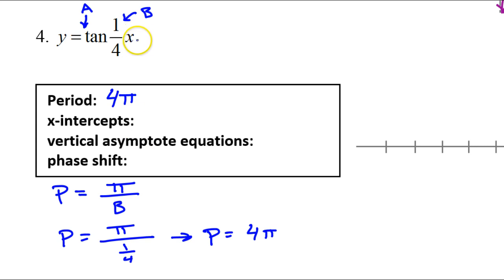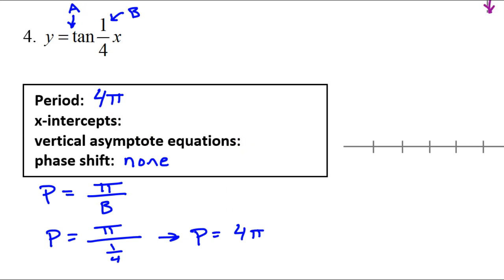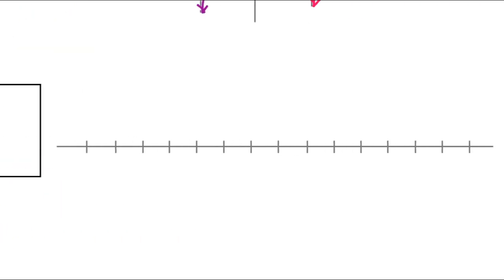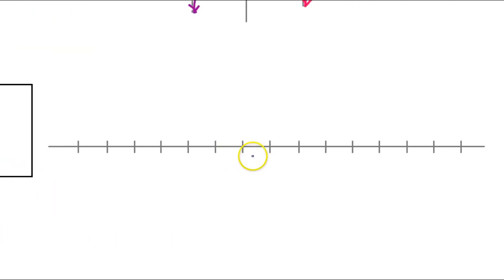Now there is no phase shift because nothing is being added or subtracted inside the parentheses right here. So I'm going to put none for the phase shift, and I will come back and talk about the x-intercepts and vertical asymptotes after I finish graphing. Alright, because there is no phase shift, then I can know that the tangent function will start at 0. So I'm going to just put 0 right in the middle of my number line. You should make a number line like this. And know that tangent will start at 0.